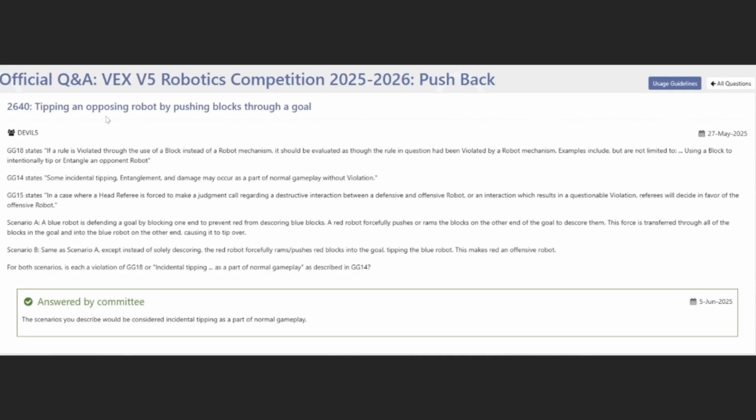So the first one we have here involves a scenario in which you have the tube, and a red robot's at one end of the tube and a blue robot's at the other end, and they're both pushing balls in, and a robot gets tipped over because a ball pushes into the other robot. And the GDC said, this is perfectly fine. If you're pushing on the tubes and a ball tips you over, that's normal gameplay interaction and you're not going to be penalized at all for that. So that's the first one here.